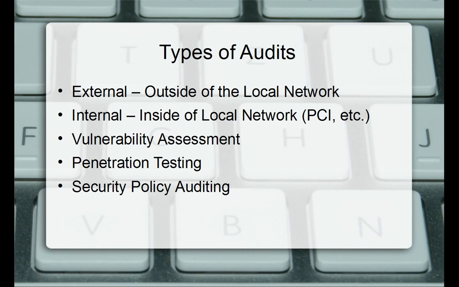So moving on, as we said, there's different types of audits. There's an external audit, which is outside of the local area network at your customer's location. There's an internal audit, which is inside of the local network. A lot of this, like the PCI compliances and stuff like that, will require an internal and external. Getting down to the different types of testing, there's a vulnerability assessment, where you'll be checking for vulnerabilities against services, software, things like that.